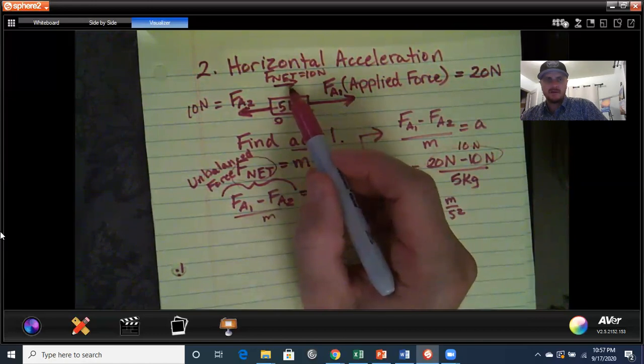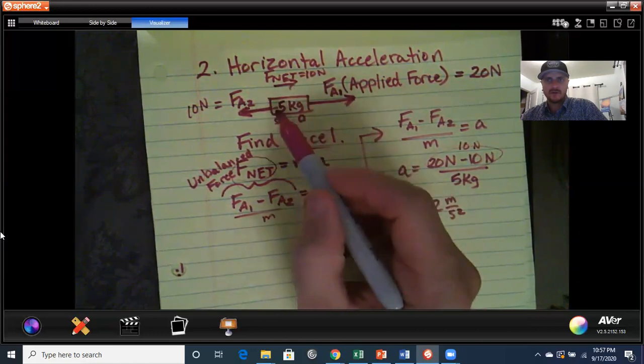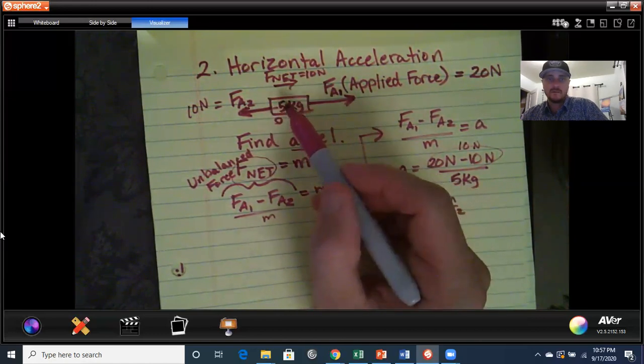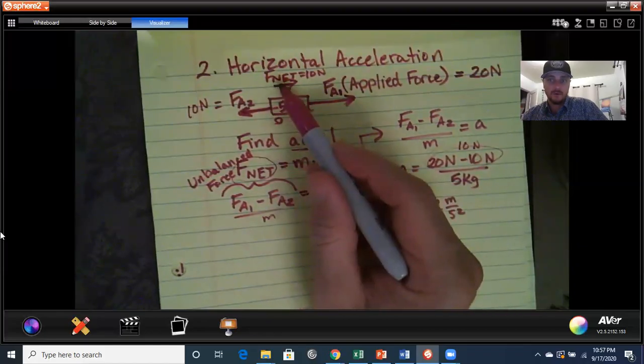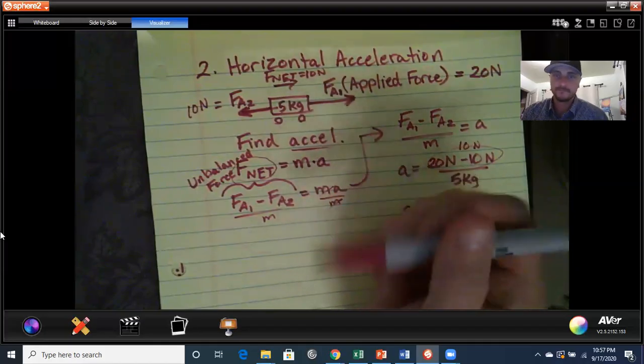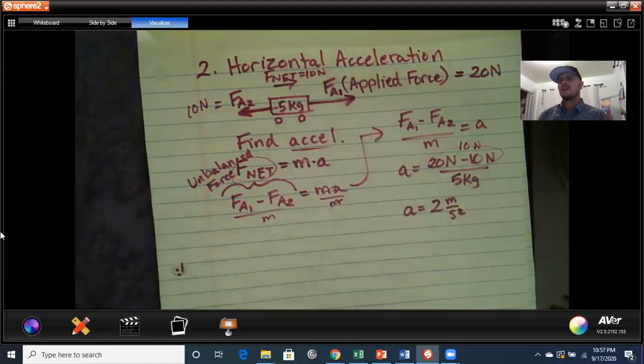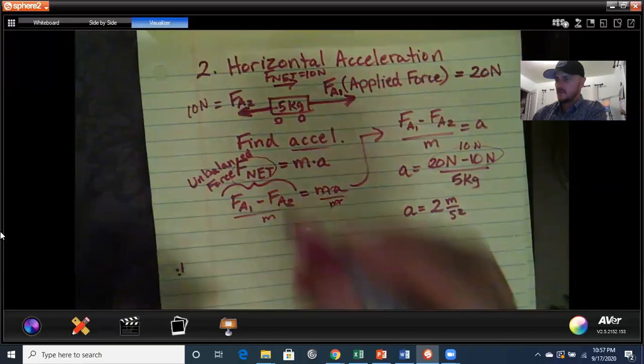Don't make this a habit of drawing F net above the picture because it might confuse you, right? F net is the result of both of these. And that's what it would look like if we wanted to draw it. All right, so you're like, yeah, I already knew all that. Like we did 2 problems like that.